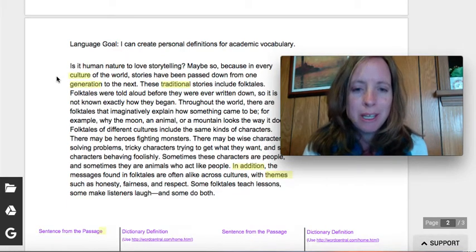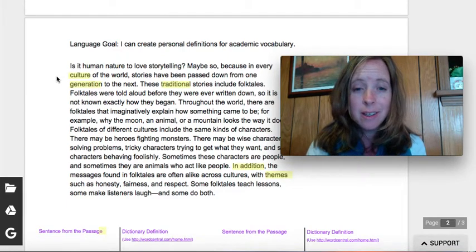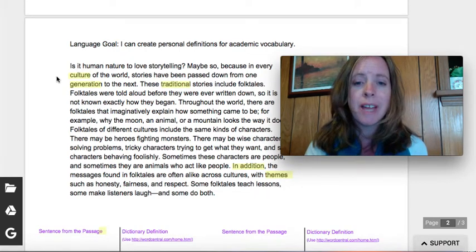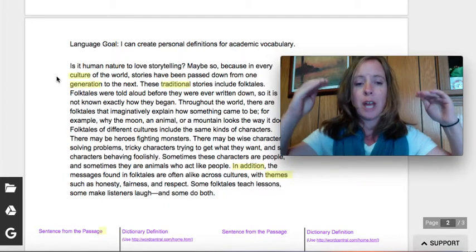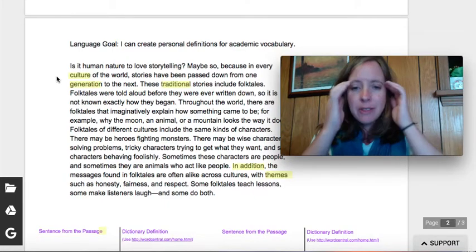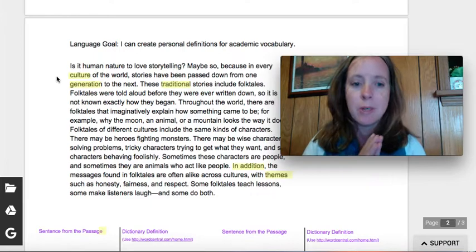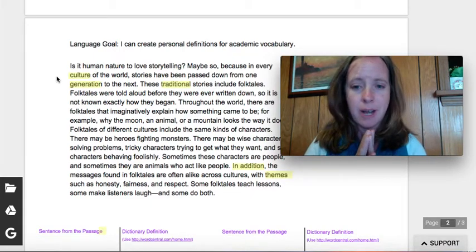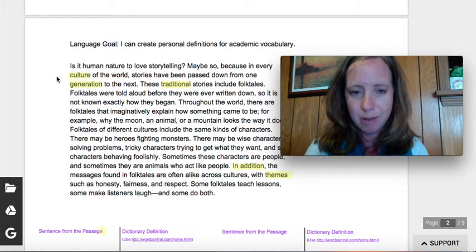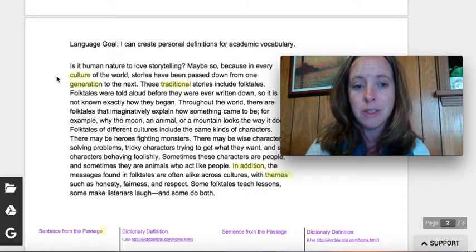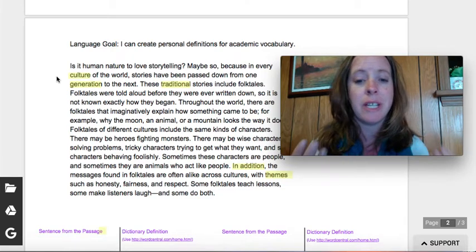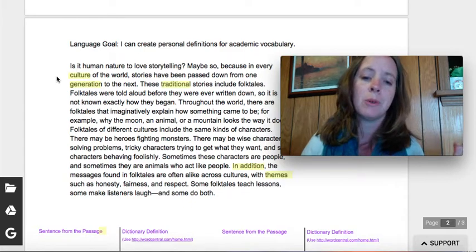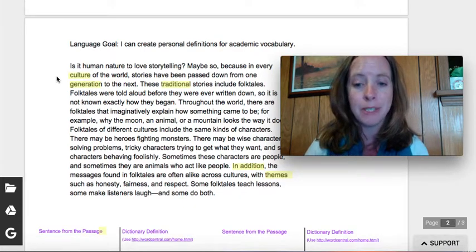Is it human nature to love storytelling? Maybe so, because in every culture of the world, stories have been passed down from one generation to the next. These traditional stories include folk tales. Folk tales were told aloud before they were ever written down, so it is not known exactly how they began. Throughout the world, there are folk tales that imaginatively explain how something came to be. For example, why the moon, an animal, or a mountain looks the way it does.